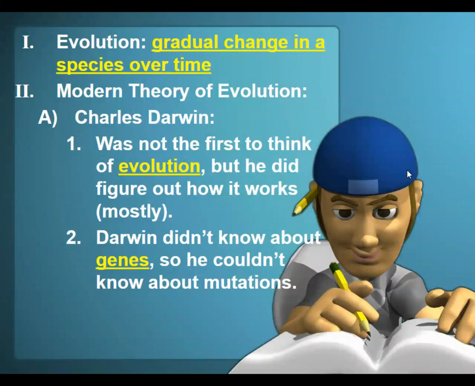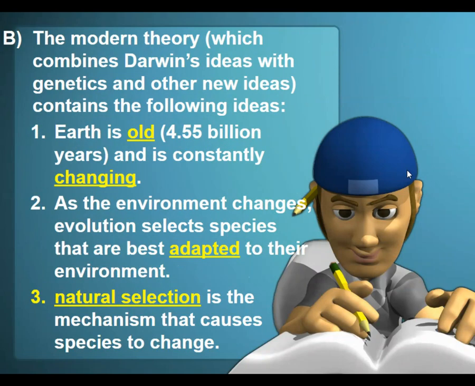What he didn't know was anything about genes and mutations and how they get passed on. So he couldn't account for some of the variety or the variances in evolution, but he had a pretty strong idea. So the modern theory, which combines Darwin's ideas with genetics and other new ideas, contains the following ideas. So this is everything combined.